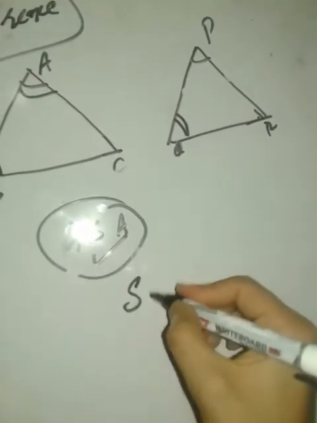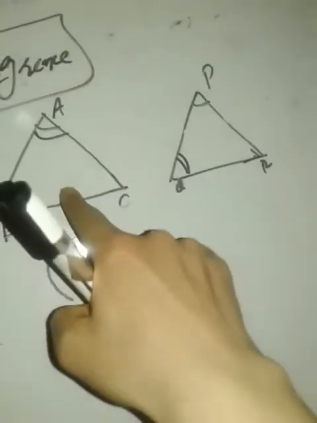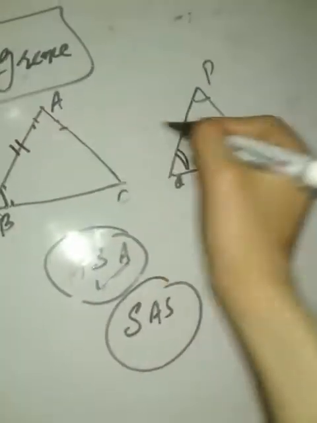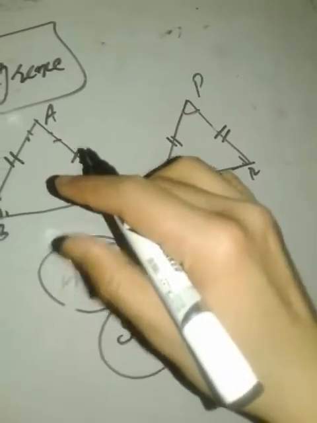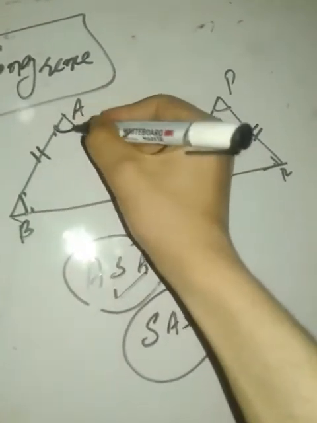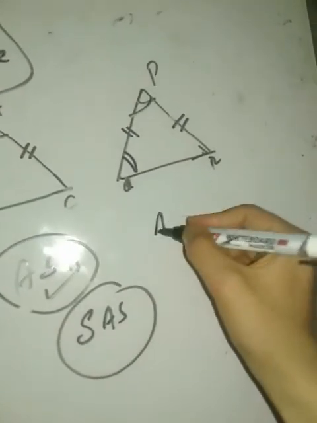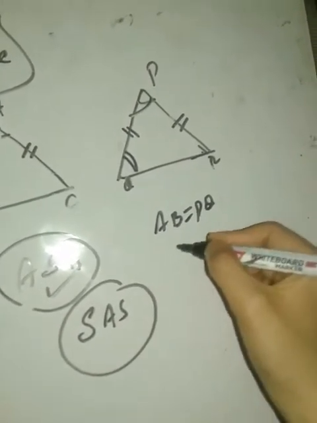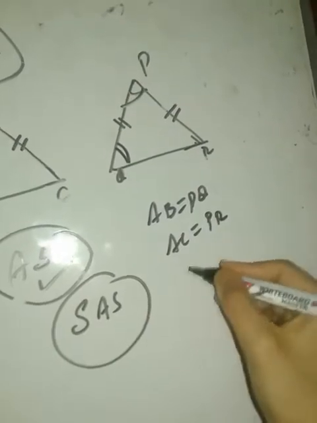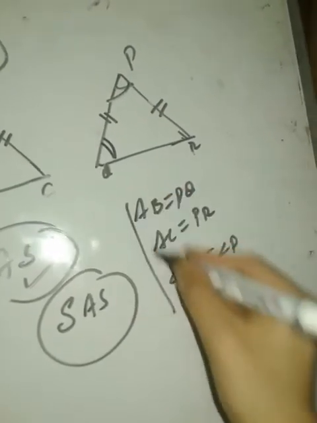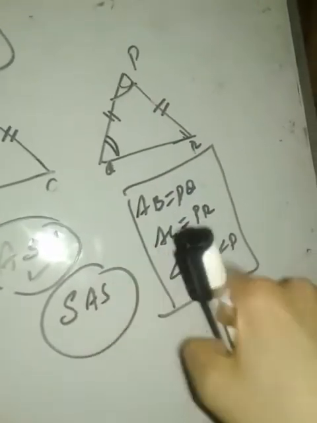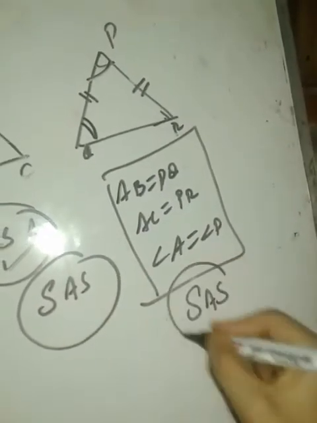Another concept is SAS. Now what is SAS? It is another type of congruence. It states that we have two sides and the included angle. For example, if we have AB equals PQ, AC equals PR, and the angle included between the two sides, here angle A and angle P, that is, angle A equals angle P. Whenever this criterion holds, we name it SAS, side angle side.